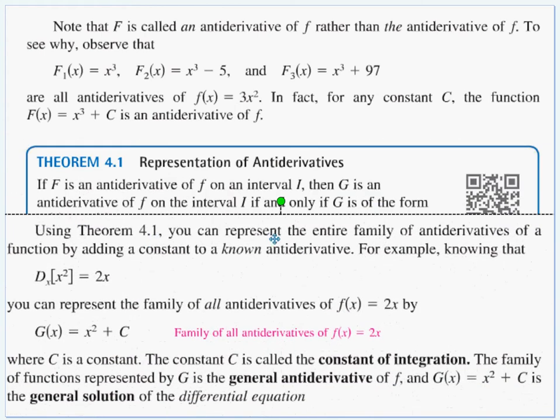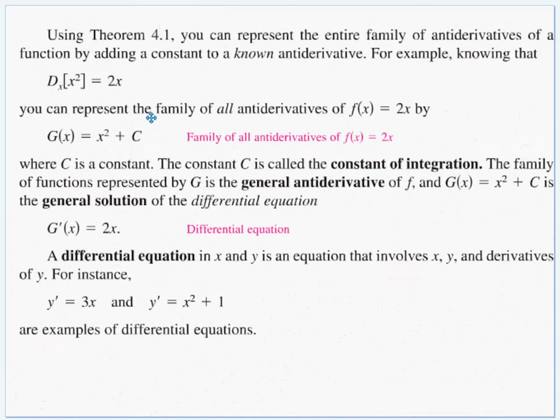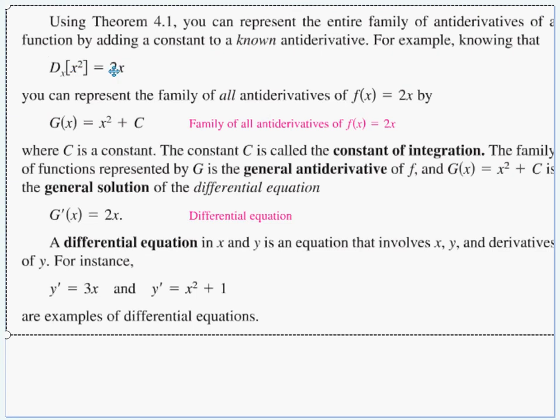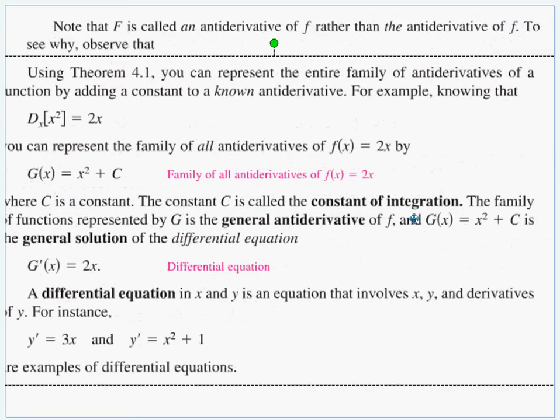Using this theorem, we can represent an entire family of antiderivatives of a function by adding a constant to a known antiderivative. So here it says if we derive x squared, we get 2x. And we can represent the family of all antiderivatives of this by simply adding a plus c at the end. So it would be G of x equals x squared plus c. C is just some unknown and arbitrary constant. That constant c is called the constant of integration.